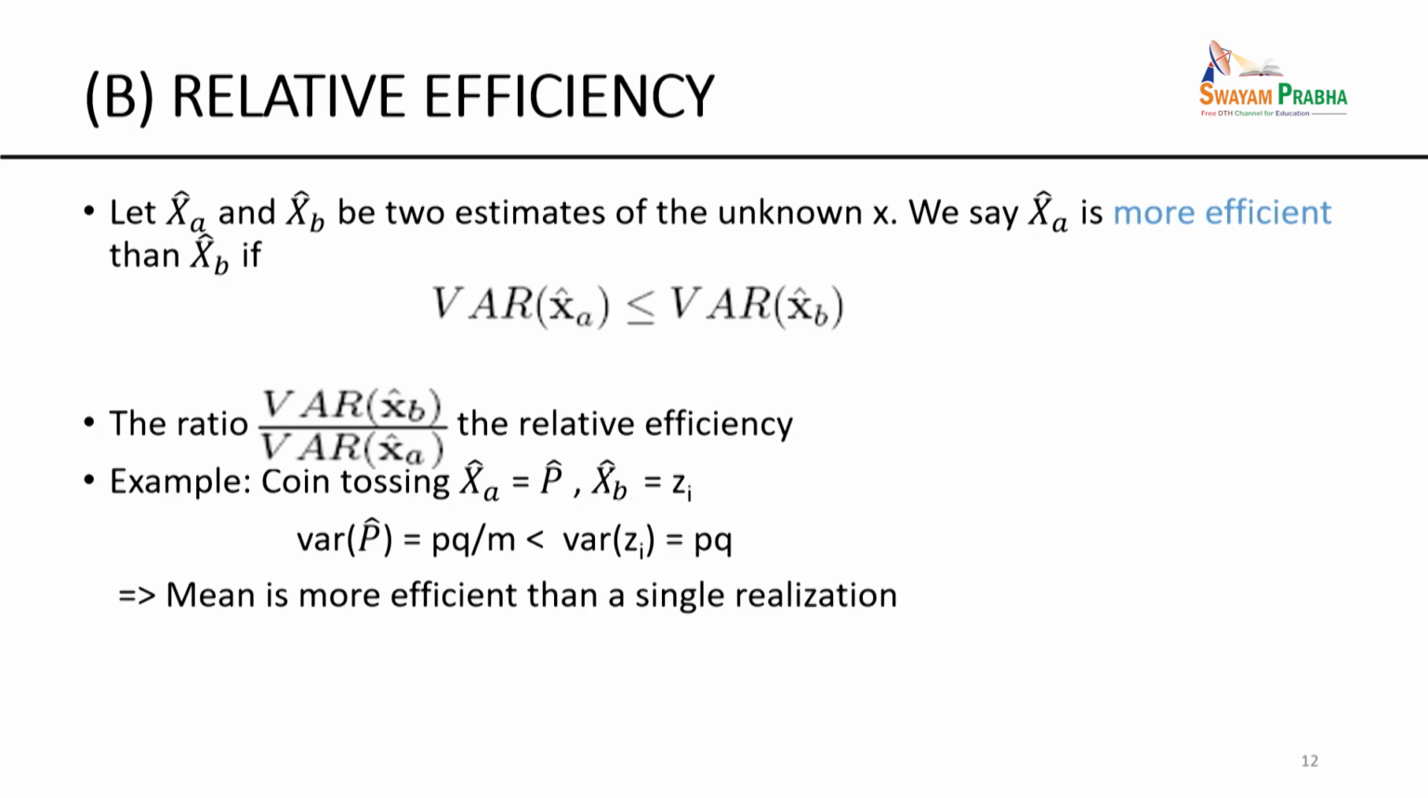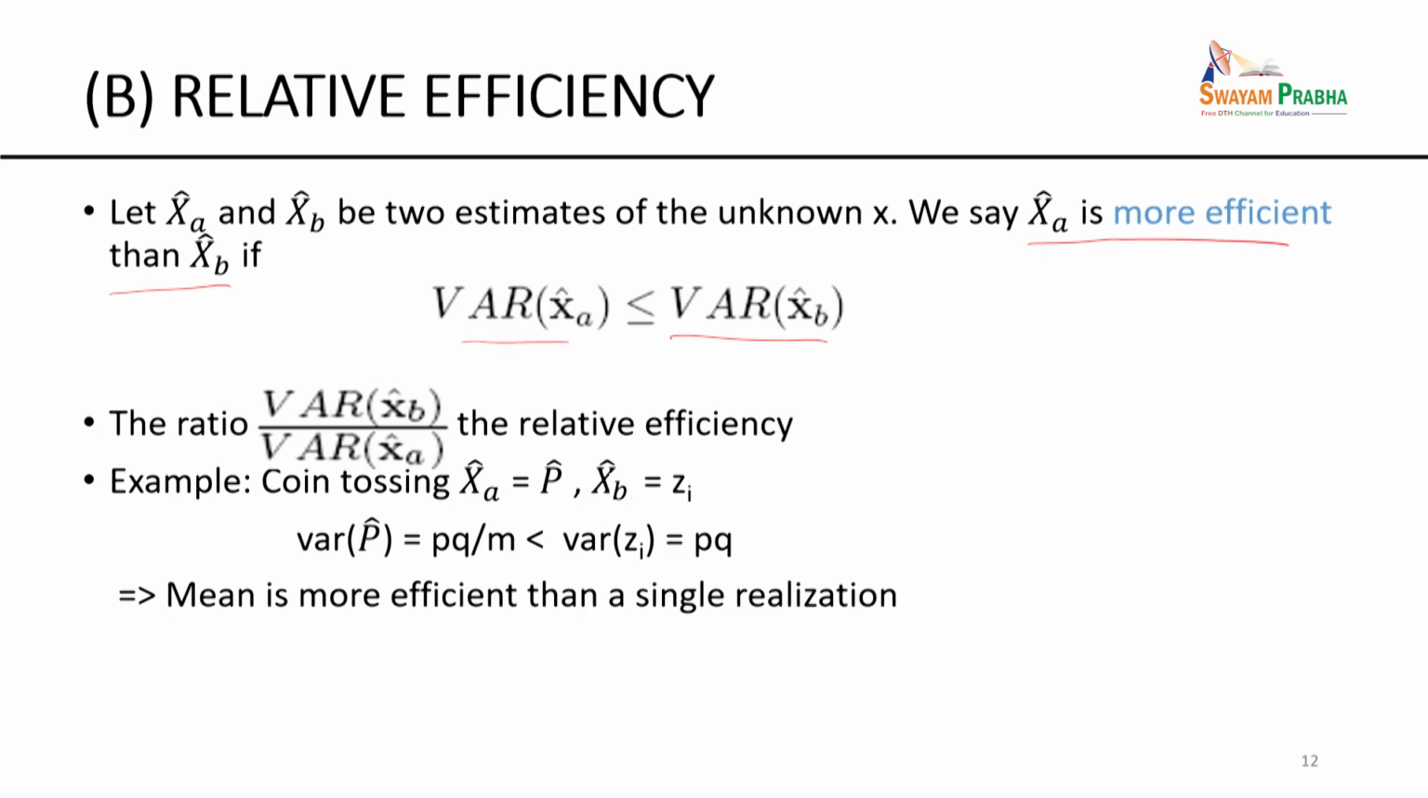Now we are going to relative efficiency. Let x hat A and x hat B be 2 estimates of the unknown. We say estimate A is more efficient than estimate B if the variance of estimate A is less than the variance of estimate B. The variance of the estimate relates to the spread of the probability distribution. If the variance is less, the sampling distribution is much more concentrated. The more the sampling distributions are concentrated around the mean, the more efficient the estimates are going to be.